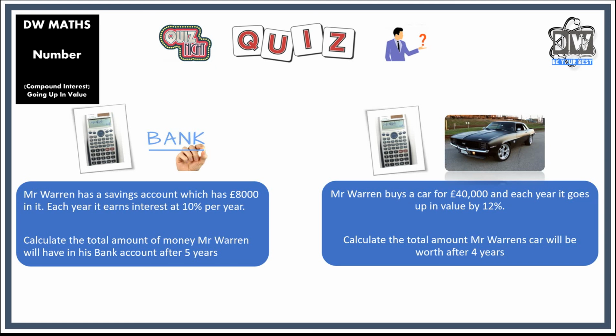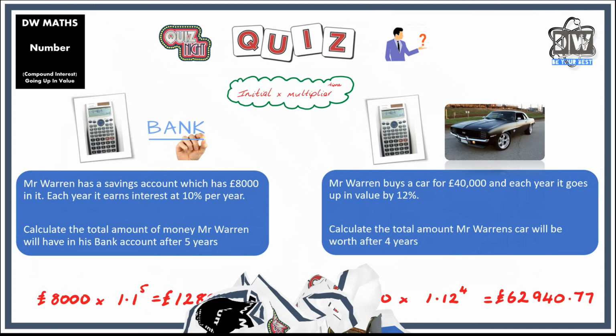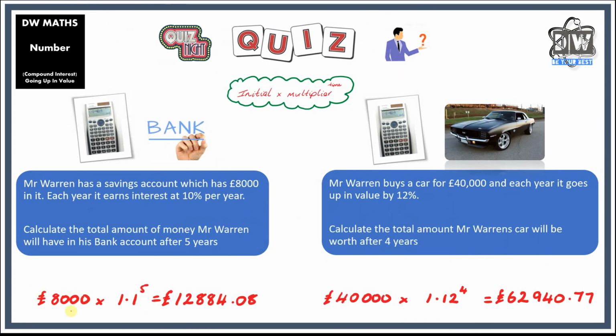Okie dokie, everyone, let's look at the answers now. So our initial was 8,000. We're timesing by our multiplier. It's 10%, so it's 1.1. And our time was 5 years. We pressed our button and we got our answer there. Mr. Warren buys a car, 40,000. So we've got 40,000. Timesing by, it's going up in 12%, so it's 1.12. And our time is to the power of 4. And that gives us that answer there.